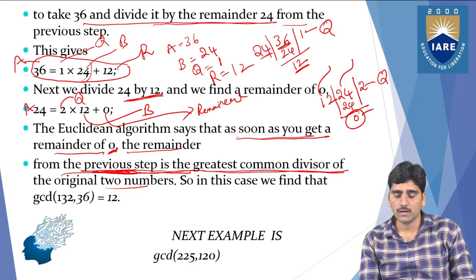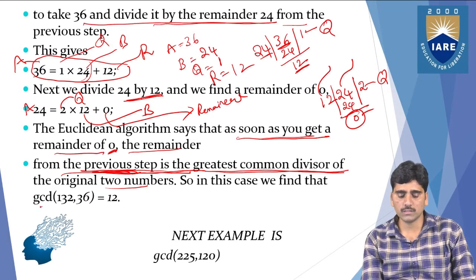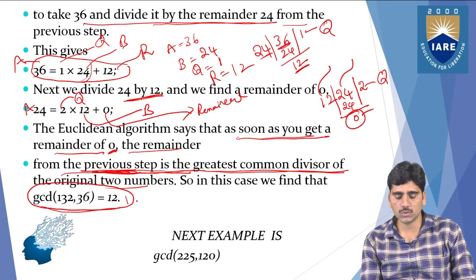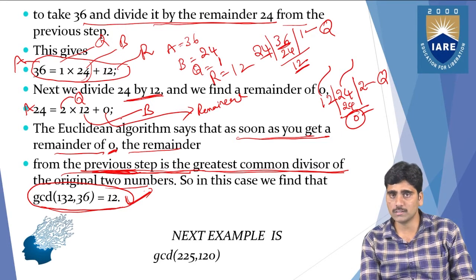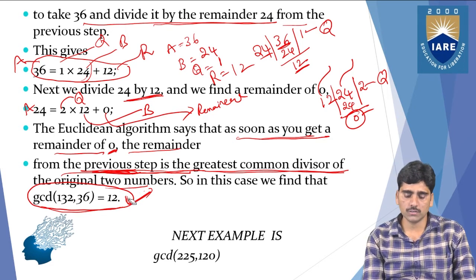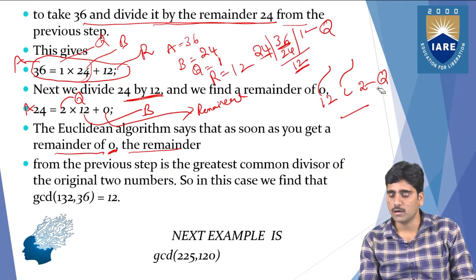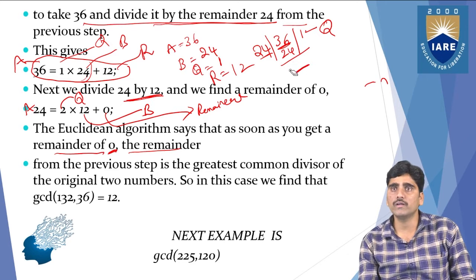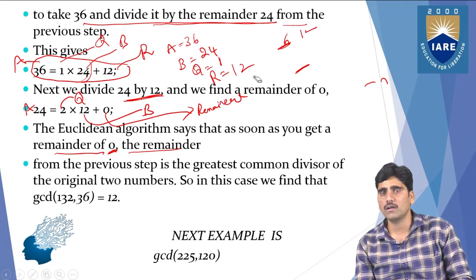So this is the way you can derive this problem. Find the GCD of 132 and 36. The greatest common divisor is 12. 12 is obtained before the remainder becomes 0, in the last step of the sequence. So we can say that GCD of 132 comma 36 equals 12. Right. We are doing a sequence of steps with the formula A equals Q into B plus R, and only in that format do you have to do it.